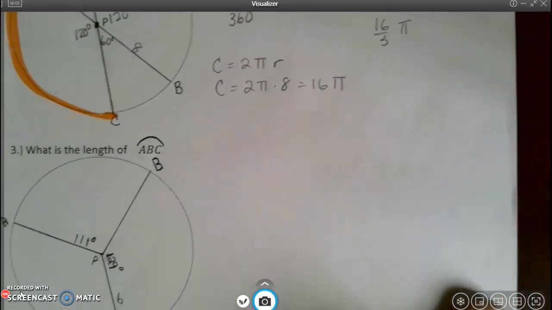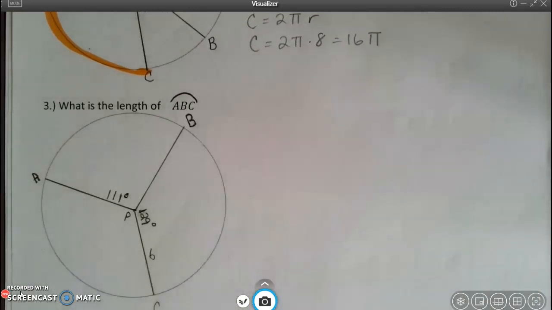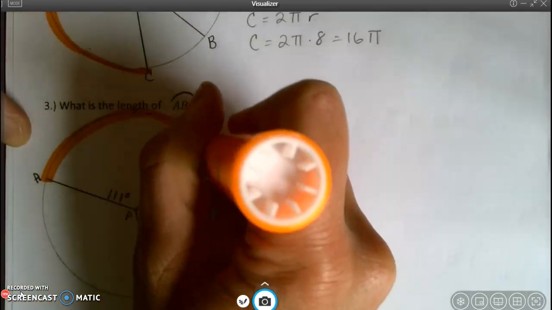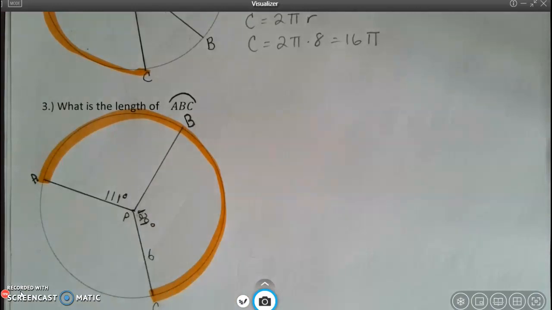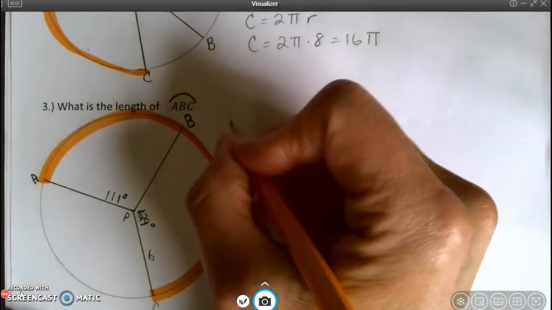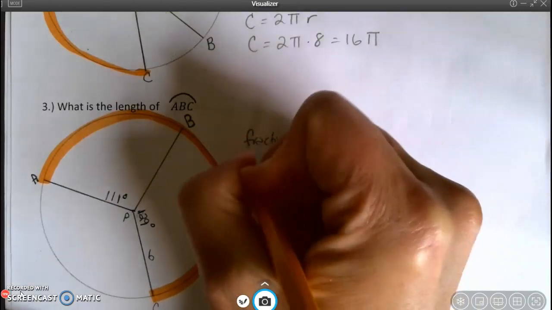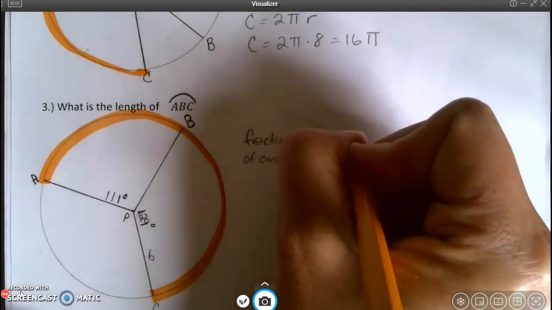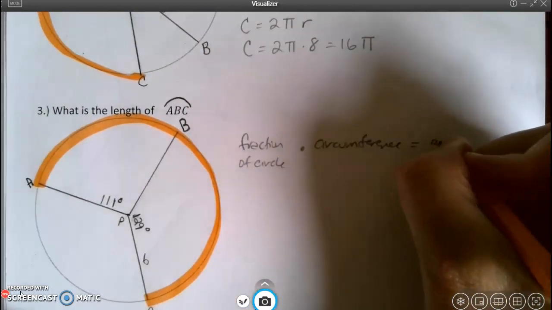All right, let's go to number 3. This time I have everything labeled the way I should. I didn't forget anything. What is the length of arc A, B, C? So this is a major arc then, not a minor arc, and I want to know the length of that arc. Again, the length of an arc is always the fraction of the circle times the circumference equals arc length.